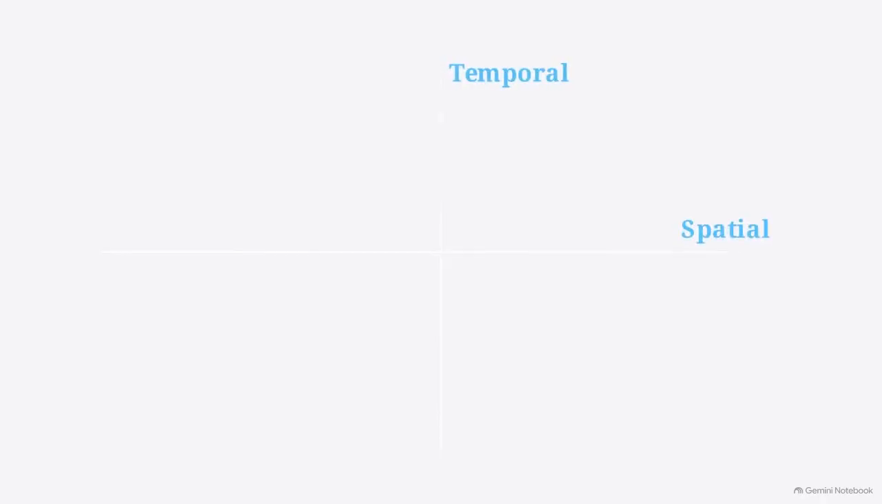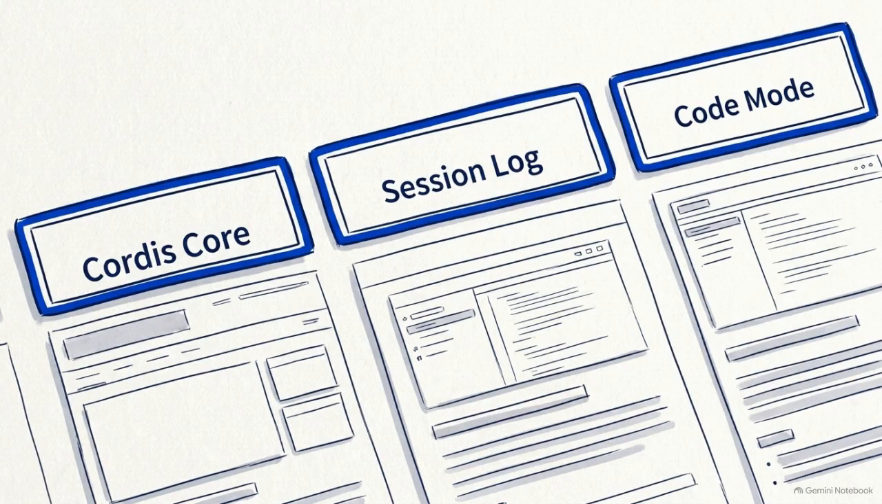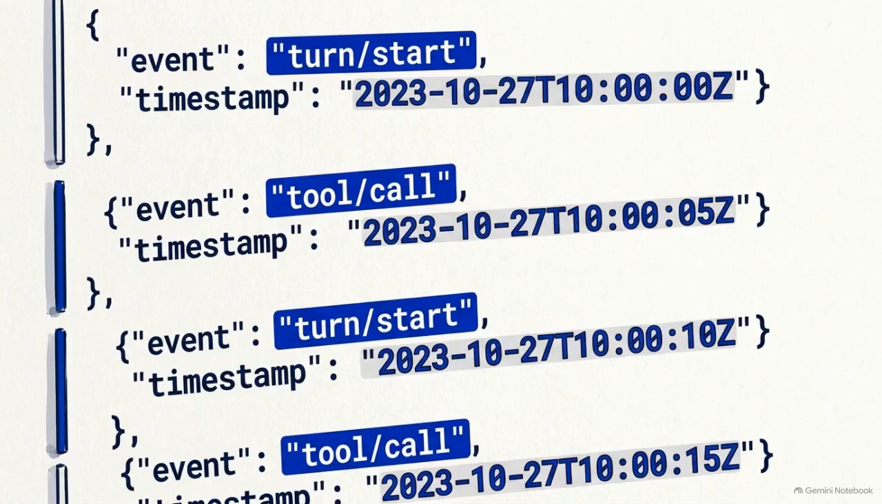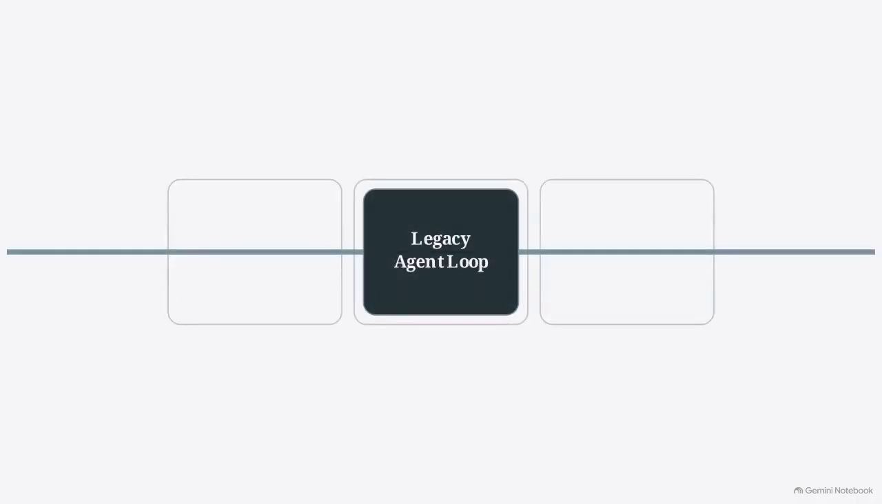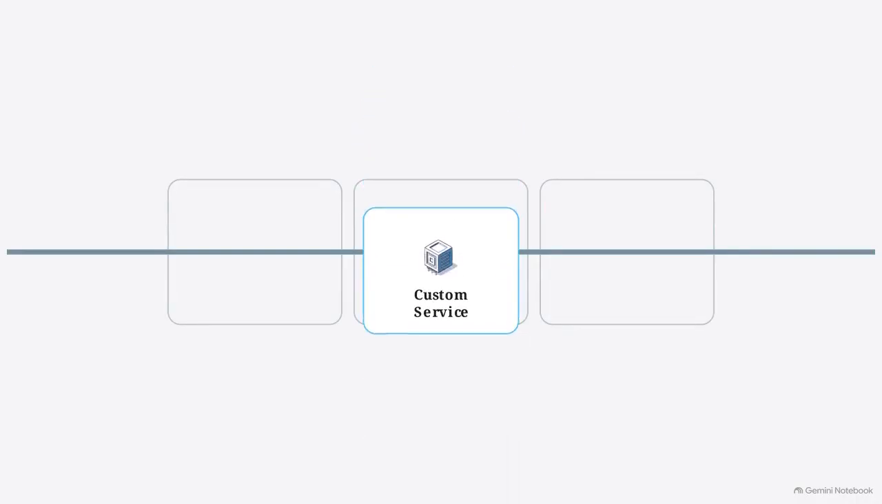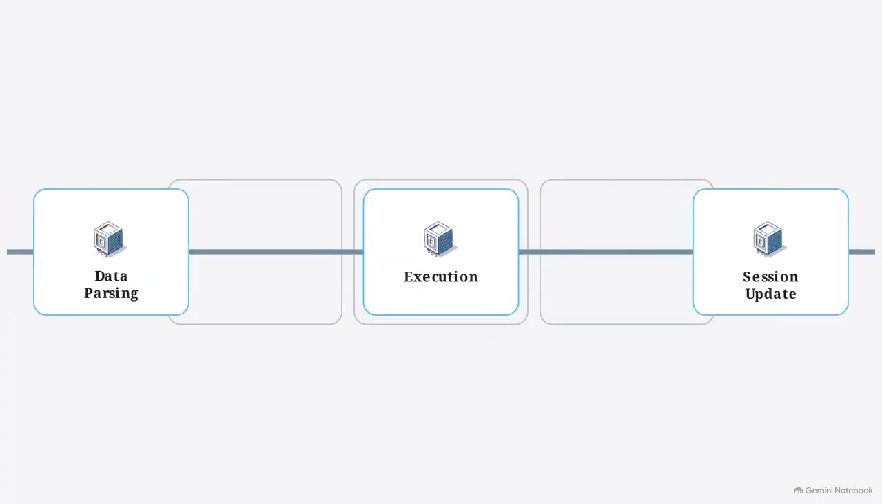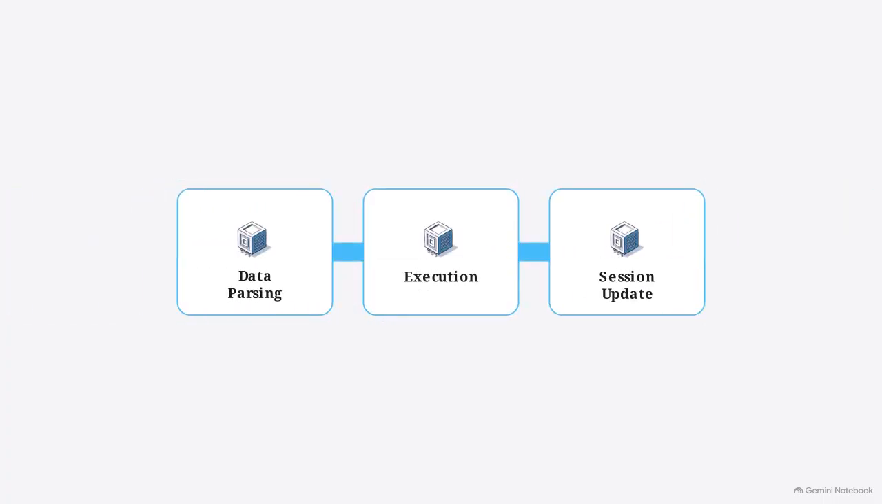This framework operates on a design philosophy called spatiotemporal composability. There is no central agent code. Every single capability is built as an isolated, modular plugin. To understand how this operates in practice, we are going to deconstruct three specific components: the Cordis microkernel, the event-sourced session log, and the programmatic code mode compiler. By eliminating a privileged core and treating the agent loop itself as a hot swappable service, developers can build fully customized workflows without inheriting upstream technical debt.